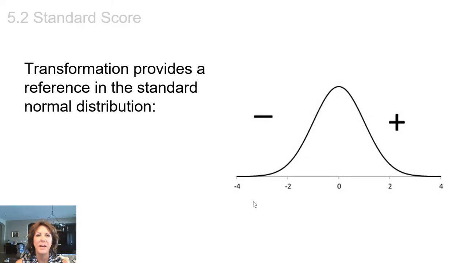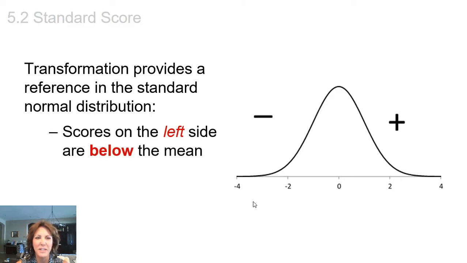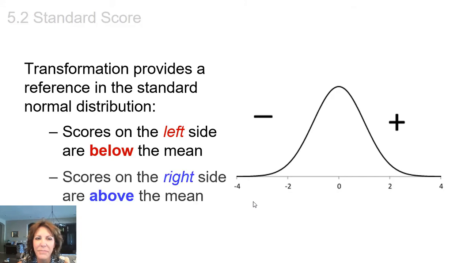So z-scores transform raw scores into units of standard deviation either above the mean or below the mean. And transformation provides a reference in the standard normal distribution. So we need to be using a normally distributed bell curve distribution for this. The scores on the left side are said to be below the mean, and the scores on the right side are above the mean.